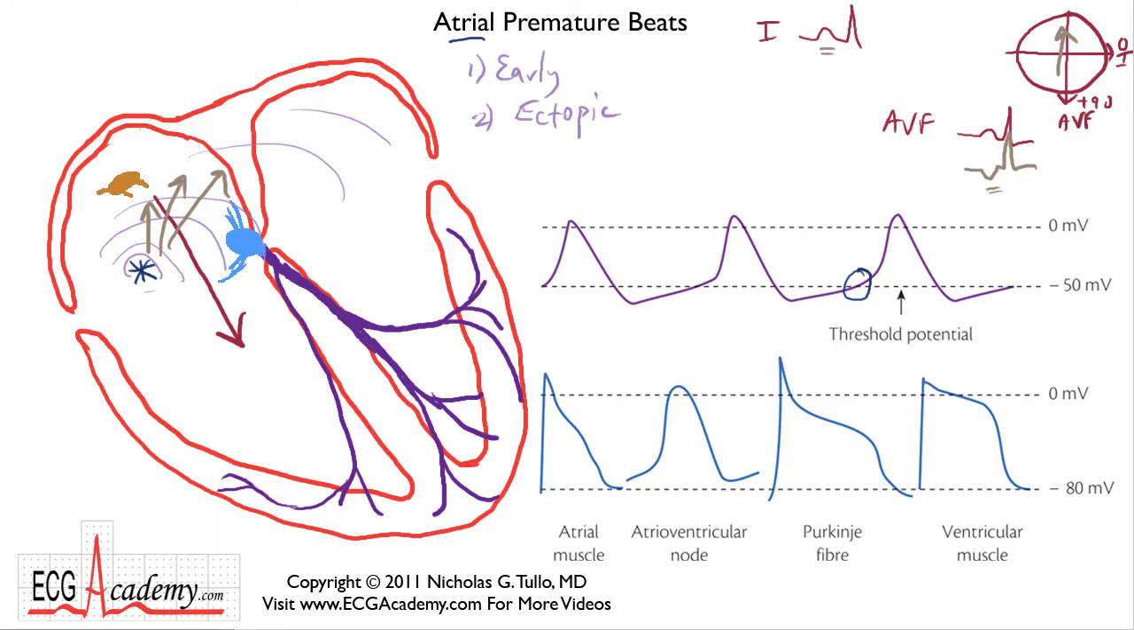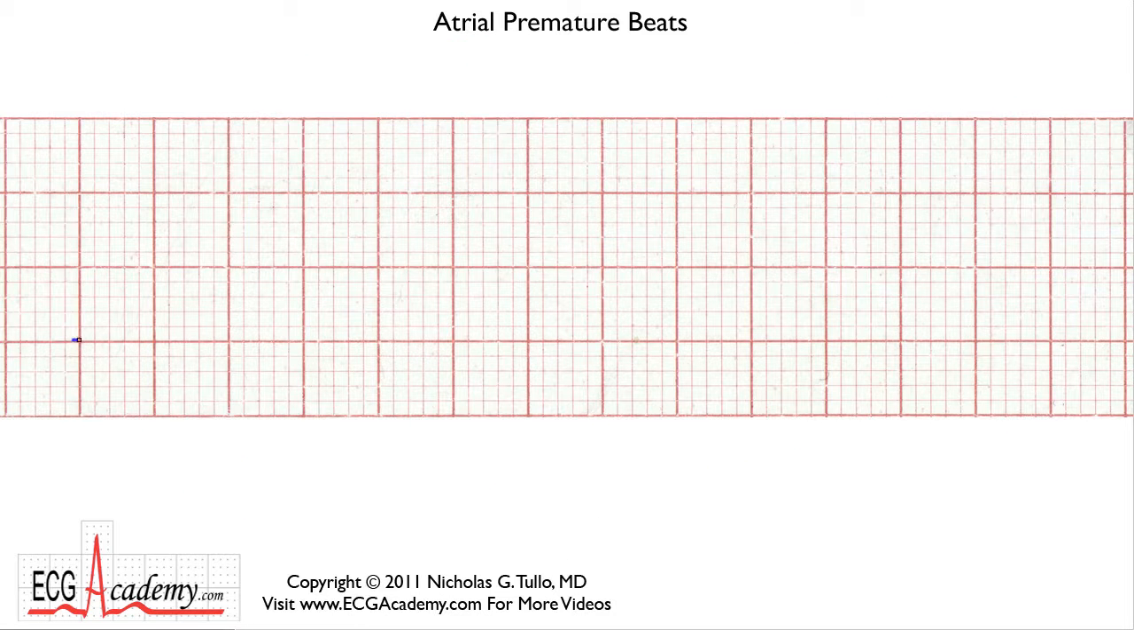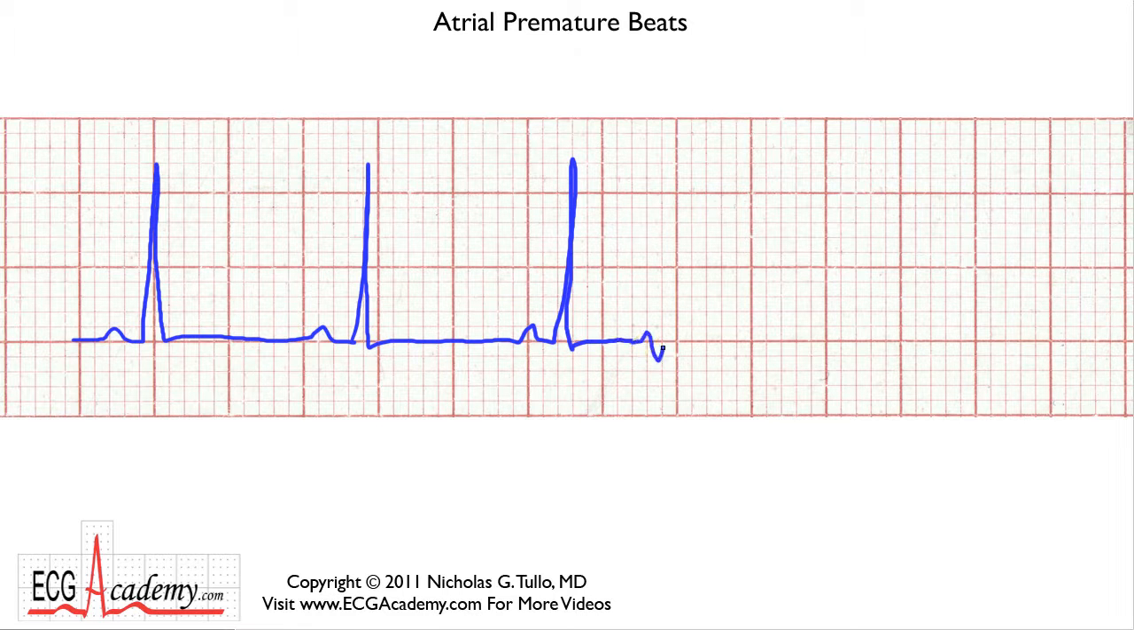Well, let me show you how that's supposed to look. Let's imagine this patient's in a normal sinus rhythm, and what you expect to see is a fairly regular P wave, and a QRS that follows with a fairly stable PR interval. And then you'll have a premature atrial beat followed by a compensatory pause.